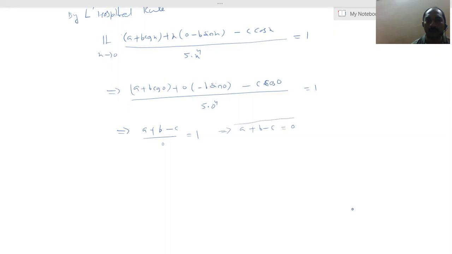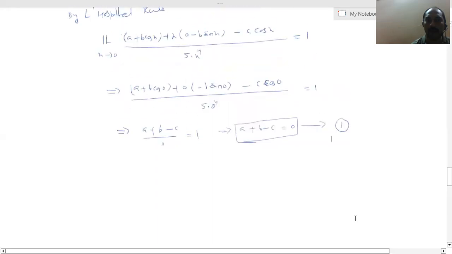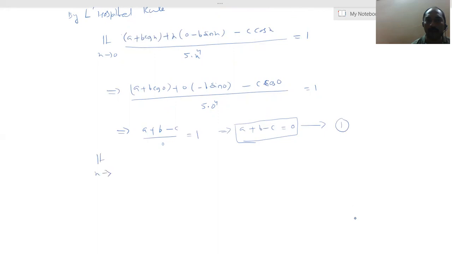We don't know the numerator values a, b, and c, but their relation must be 0. So we get one equation from here. Similarly, we take a second derivative. Once again, apply the L'Hospital rule to this expression because we don't know a, b, c values, but the numerator is 0. After finding these values, we get a plus b minus c equal to 0. Substitute here, we get 0 by 0 equal to 1 form. So once again, it is indeterminate form.